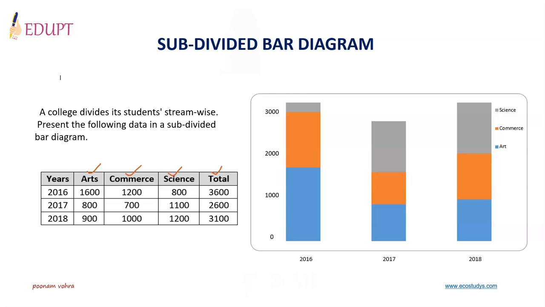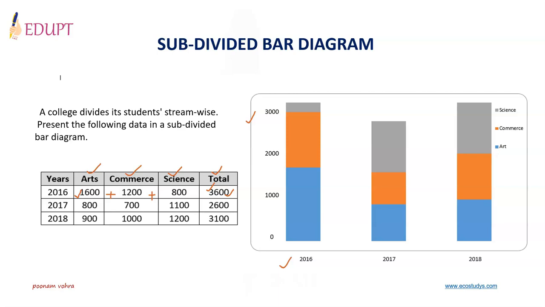So there are two ways. Either you first mark the total and then have its subcomponents, or you begin with the first component and then add the next component, then add the next component, and you will get the total. One can do it either way. So let us begin with the second one. So years are taken on x-axis as is known and students on y-axis. So we begin with 2016 and students in art stream. These are 1600. So beginning with 0.